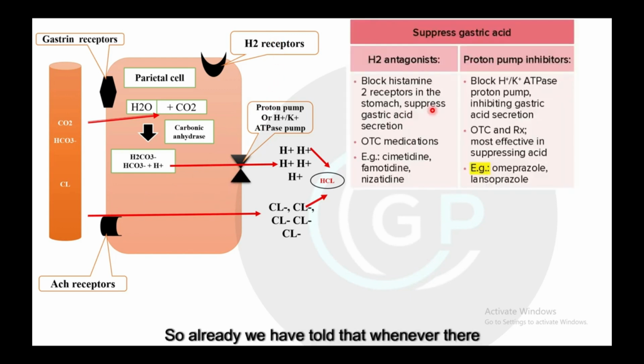So we have already said that whenever there is excess secretion of gastric acid, it might cause a peptic ulcer. It may damage the lining of the stomach, right? So in this figure you can see this is a proton pump and this is the H2 receptor. So what we'll do, we'll target two things. First is that we will give H2 receptor blockers. For example, we'll give cimetidine, famotidine, nizatidine, ranitidine. So these are important H2 receptor blocker drugs that will block the H2 receptor in the stomach, especially in the parietal cell, and suppress the gastric acid secretion. This is how we can control the secretion of HCl.